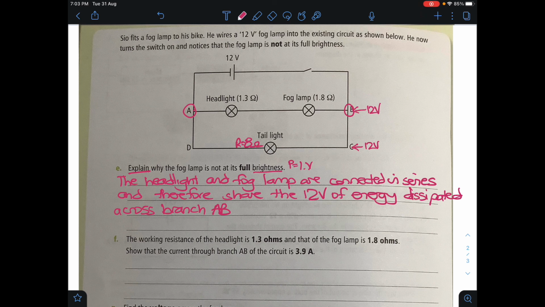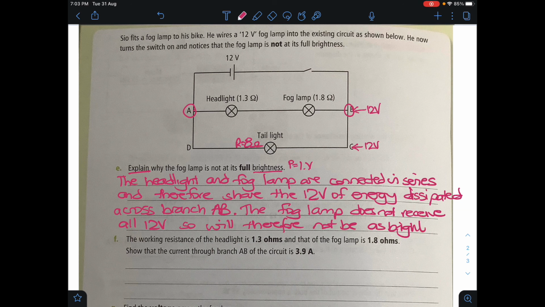So the headlight and the fog lamp are connected in series and therefore share the 12 volts of energy dissipated across branch AB. The fog lamp does not receive all 12 volts, so will therefore not be as bright.